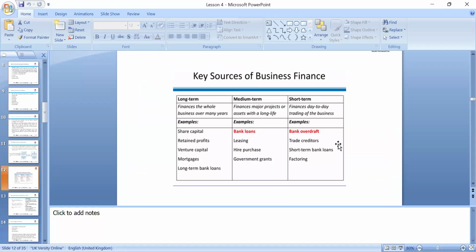Okay, guys, now when you look at finance, you look at the long term, the medium term, and the short term. Long-term finance is share capital, retained profit, venture capital, mortgages, and bank loans. Medium term can be a bank loan, a lease of 5 or 10 years, hire purchase, and government grants. Short term can be an overdraft, trade creditors, or invoice discounting. Factoring is also an approach we can use.